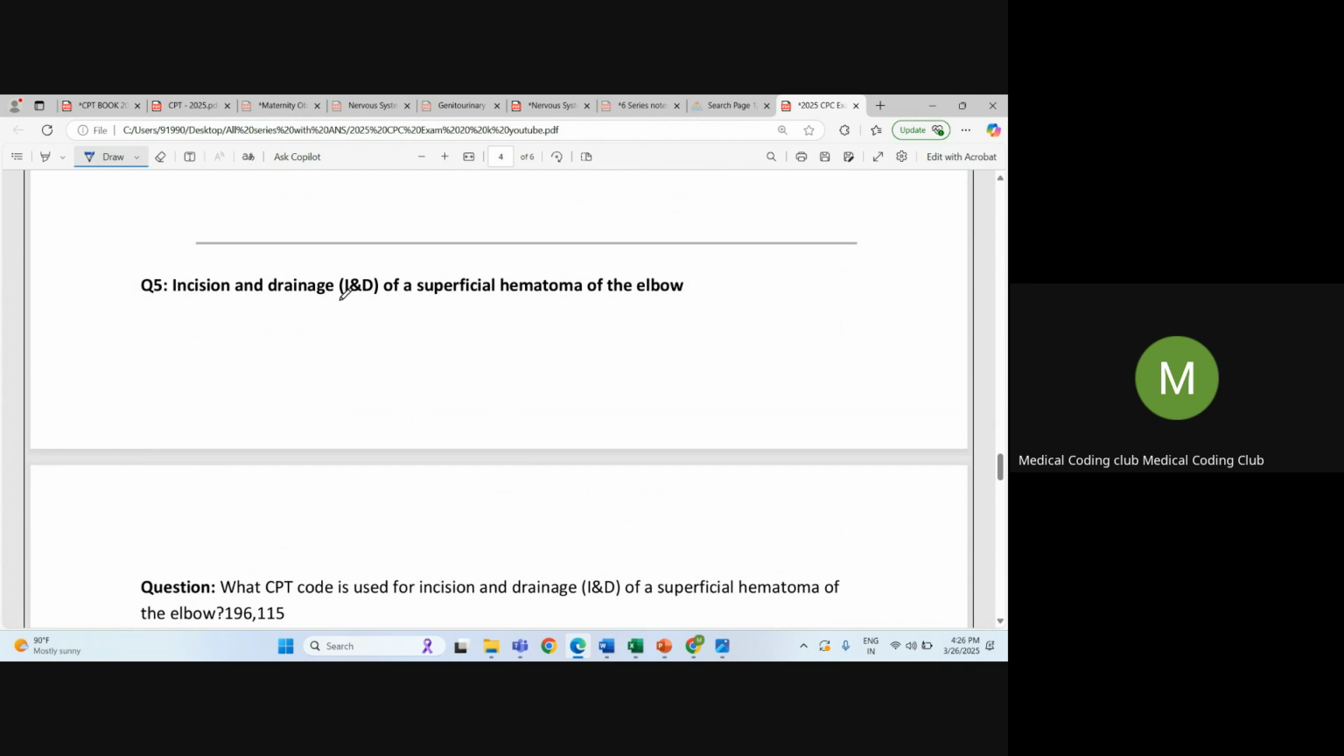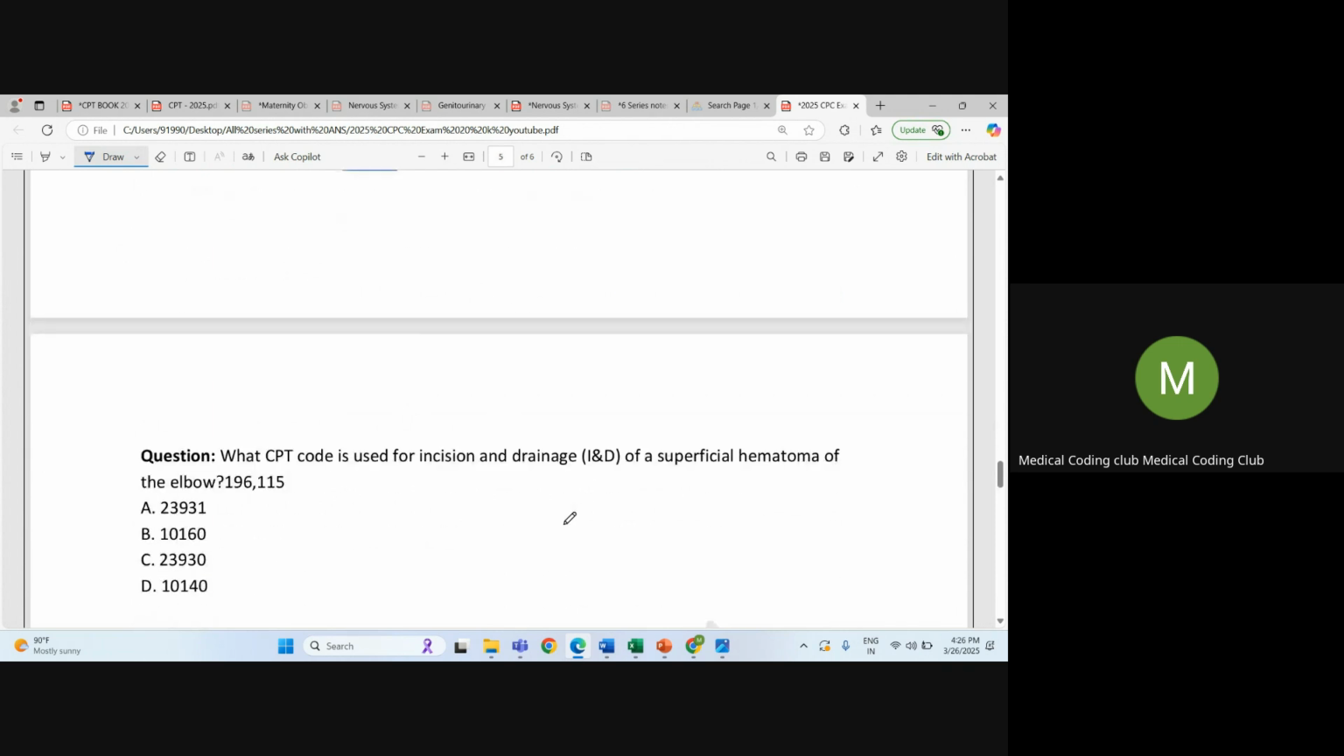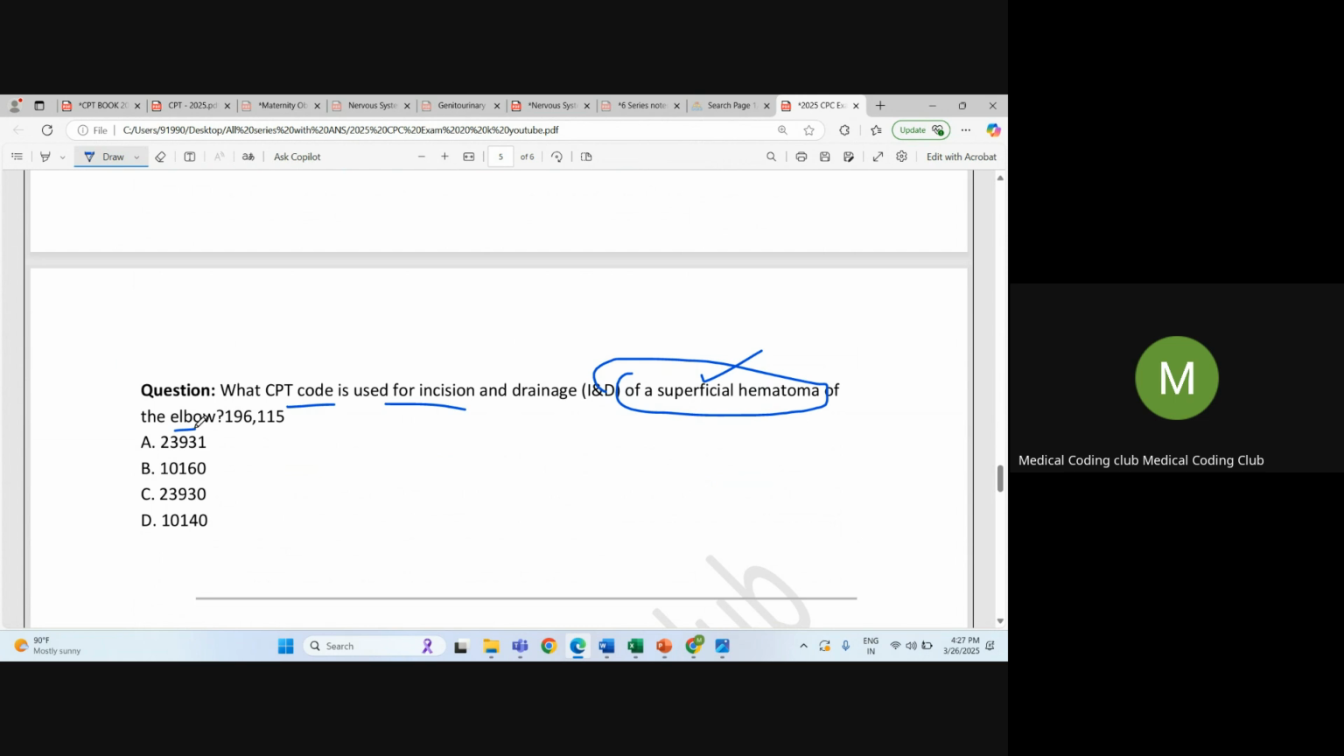Next question: incision and drainage of superficial hematoma of the elbow. What CPT code is used? Superficial hematoma is very important, because since you are dealing with questions from the musculoskeletal system, your instinct will tell you the correct answer is from the 2 series. But that is not always the case, and you should not practice that. So you have to refer to the coding guideline for I and D procedures in the musculoskeletal system. In the options you have 2 series options as well as 1 series options.